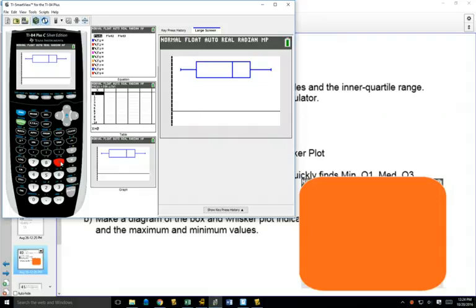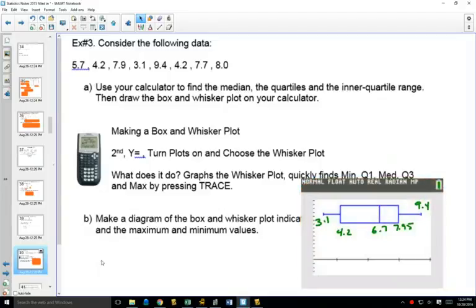Now, if that just makes a nice picture for you, it's not really that useful. Sort of like, oh, nice. But if you hit your trace button, it'll hop to each of those values. So you can get your minimum, your quartile 1, your median, quartile 3, and your maximum super quick. So if we make a diagram of what we just drew, we can label each of those things on there. So, not very helpful if it just drew a box and whiskers, but the fact that you can get those values from there by just hitting your trace button is kind of nice.